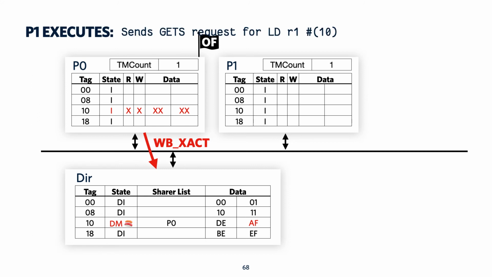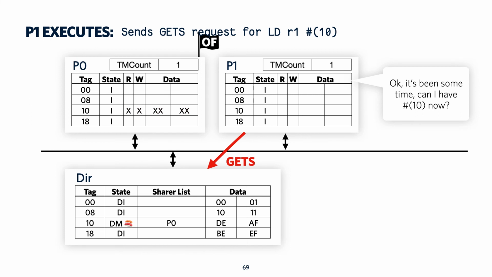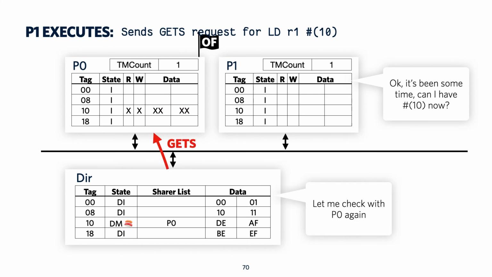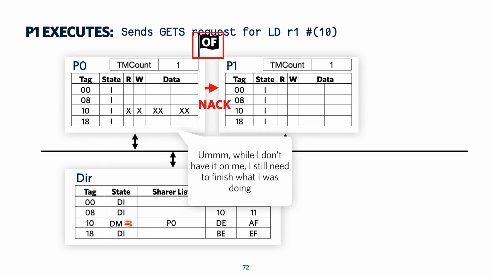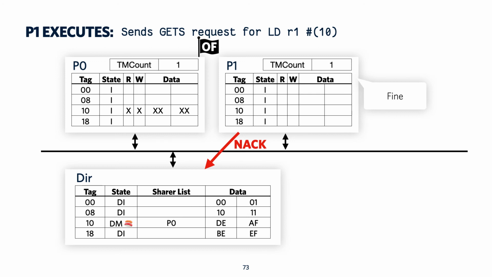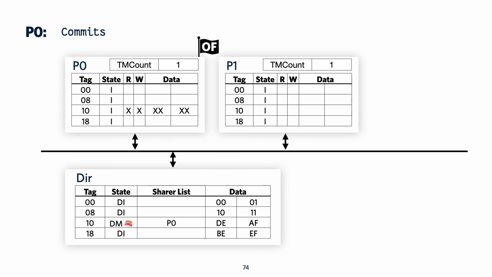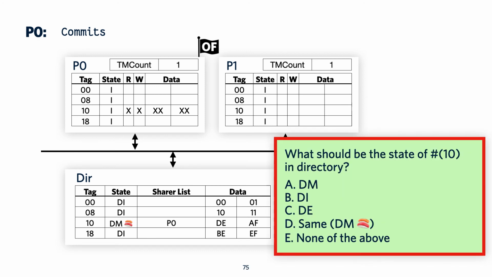Okay, so now can P1 send a GETS request, right? Well, it says, okay, can I have it now? So it goes to look at the table and says, okay, P0 is still on the sharing list. So it goes to P0 and forwards the GETS request. But notice that there is an overflow flag that is turned on in P0. So P0 is like, okay, because of the overflow flag, I'm going to assume there's a conflict. So I say, okay, nah, I still need it, right? So P1 observes the same thing. Okay, now sometime later, P0 commits. What should be the state in the directory?